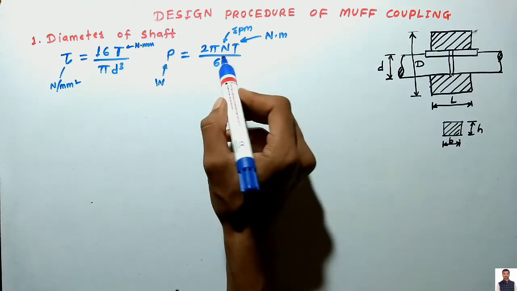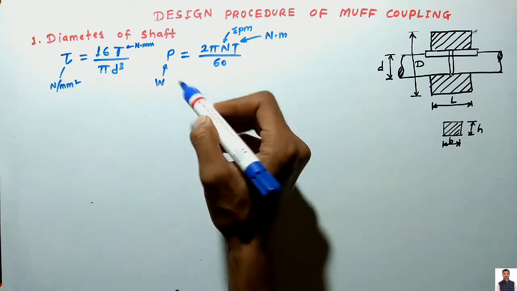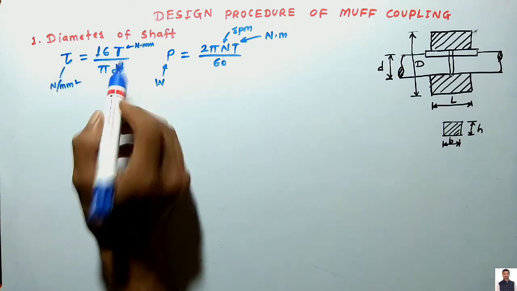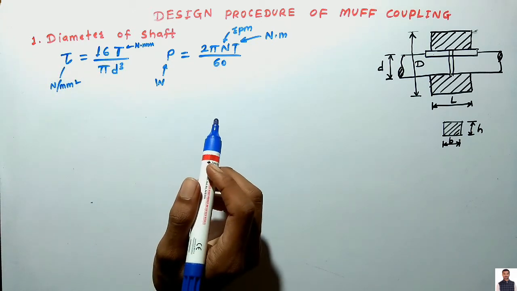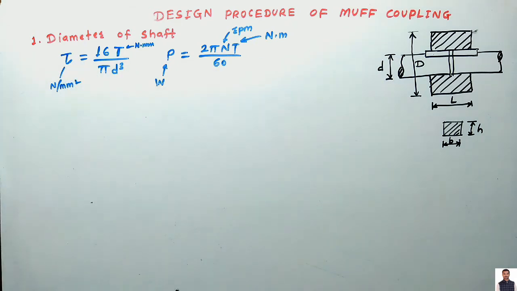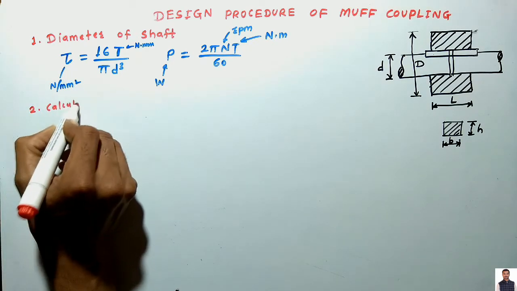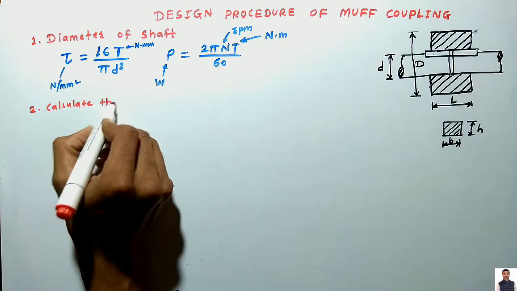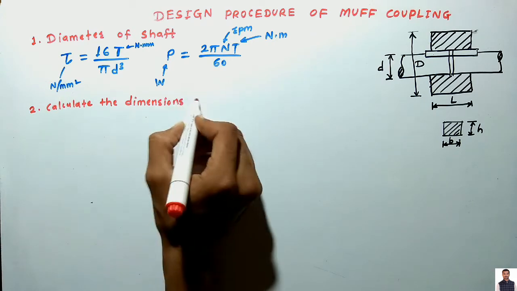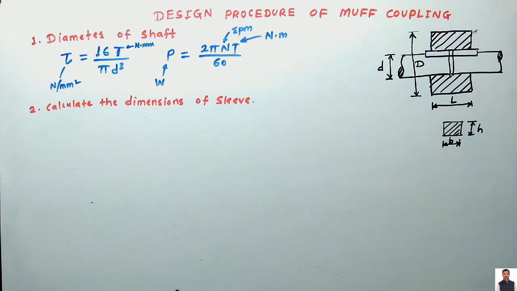So find out T from this equation of power in Newton meter, convert it into Newton mm, and then put it here, and then find out the diameter of shaft in mm. So this is the procedure to find out the diameter of shaft. Now the second step is to calculate the dimensions of sleeve, or muff.